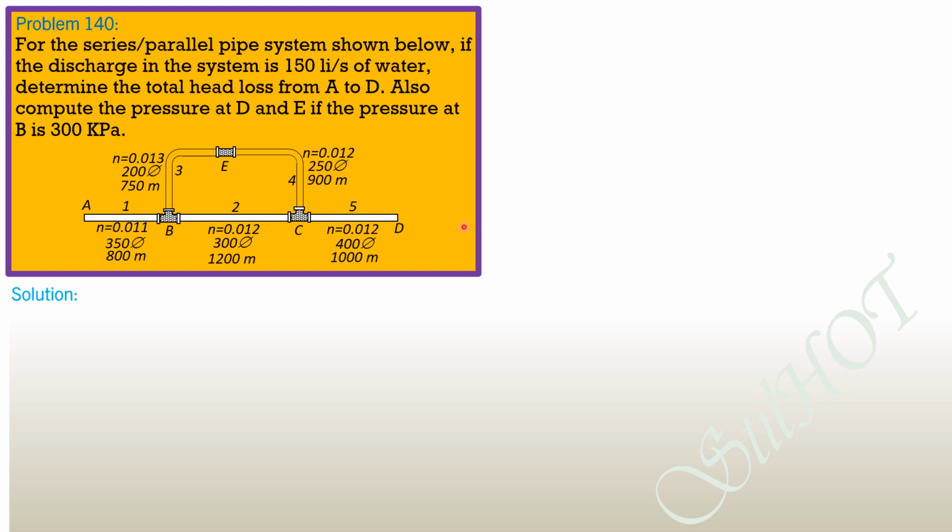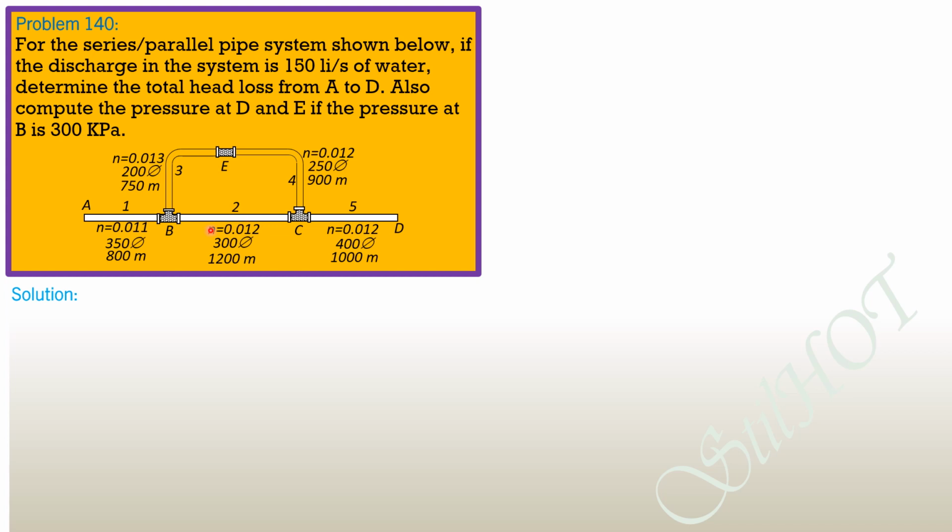Then for the pressure at D, knowing the pressure at B, it is just the pressure at B, which is 300 kilopascals, minus the specific weight of water times the head loss of pipe 2 plus the head loss of pipe 5. Then for the pressure at E, it is the pressure at B minus the specific weight times the head loss of pipe 3, which can be determined because we already found Q2 and Q3 is in terms of Q2. So that's the flow of our analysis and solution to this problem.